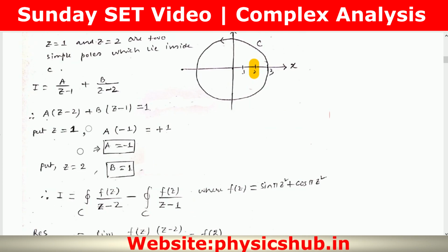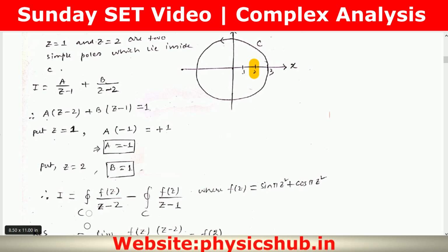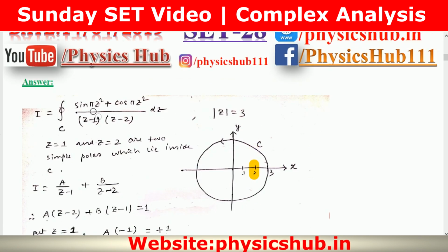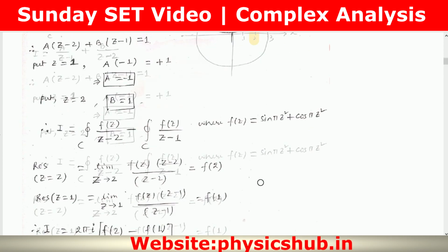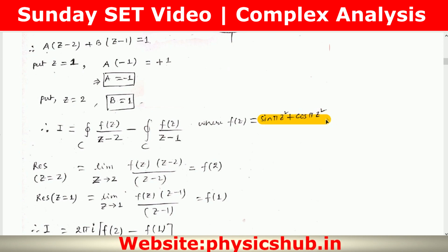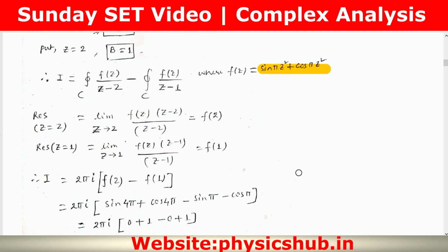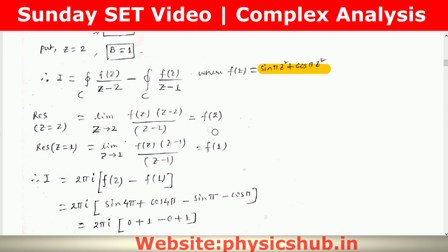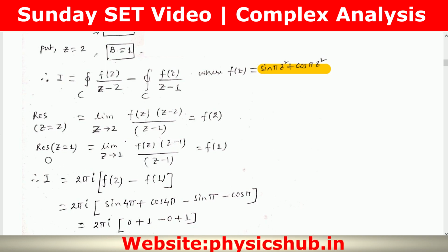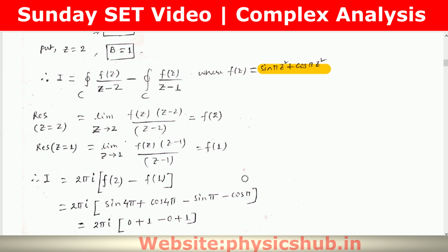Okay, so we write I equals the closed integral over c, and we write f of z, this whole term, as f of z by z minus 2 minus, by putting the value of a, f of z by z minus 1, where f of z equals this sine pi z square plus cos pi z square. Now we have to find out the residue at z equals 2 and z equals 1. To find the residues, we use the simple formula: f of z into z minus 2 by z minus 2 equals f of 2. And similarly, residue at z equals 1 equals f of 1.